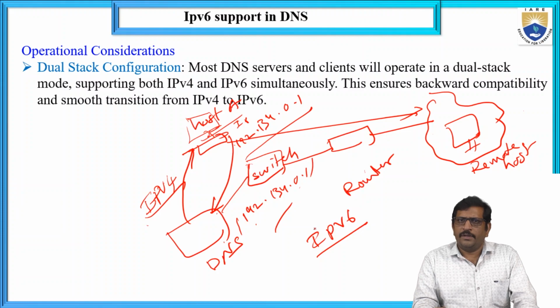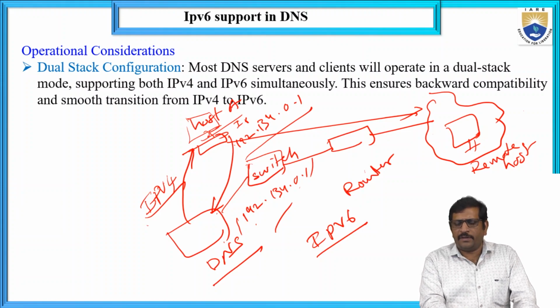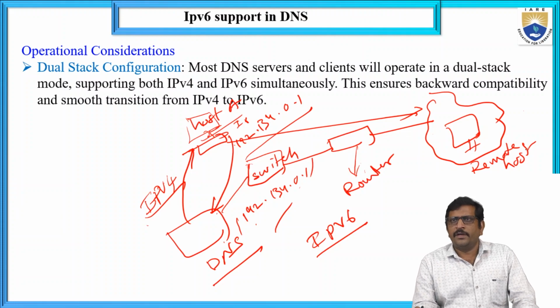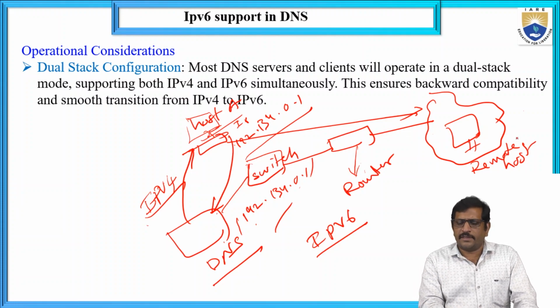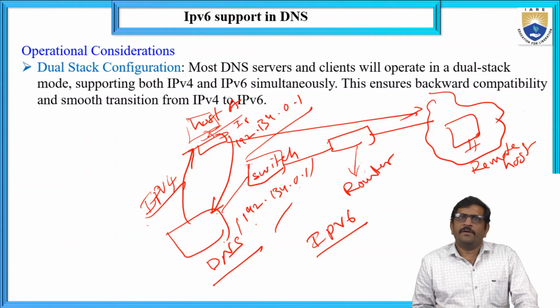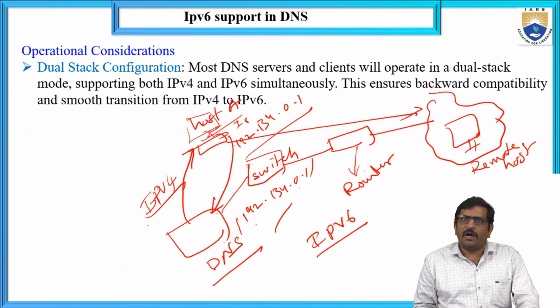If you request an IPv6 address from the remote host, we can't request it directly. First the request goes to the DNS, which responds, and from this response the address assignment moves through the switches and routers and then goes to the remote host. That IPv6 address can be assigned. These dual configurations can be considered for performing the operations. Most domain name servers, servers and clients will operate in dual stack mode.